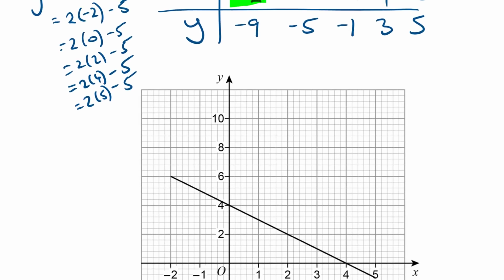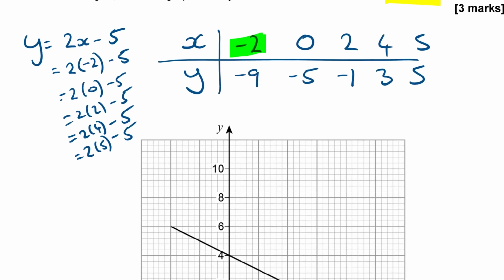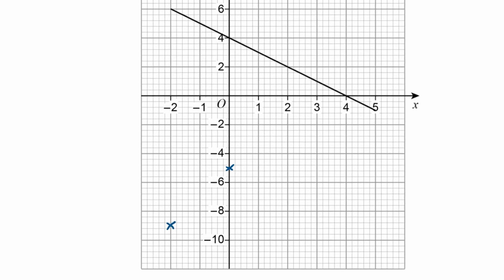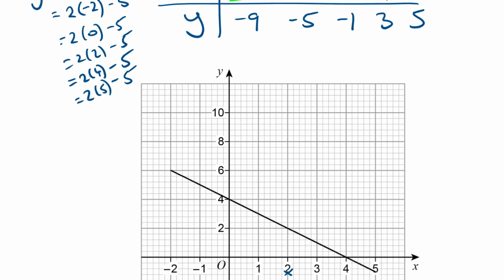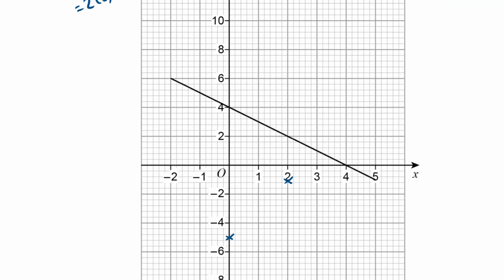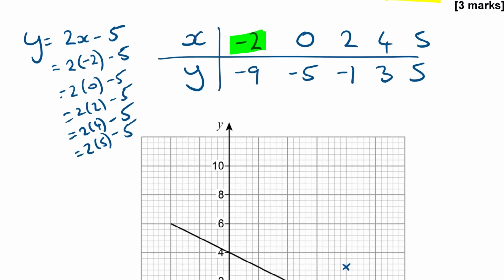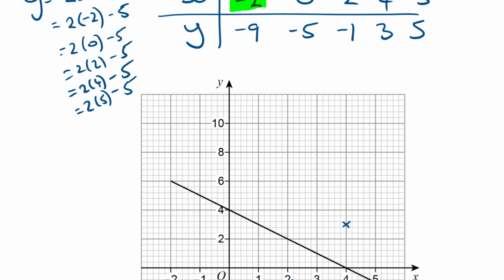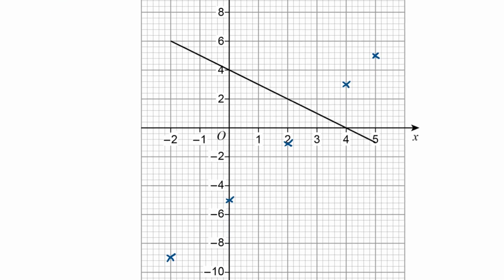My next point is at 2, minus 1. 2, minus 1 is going to be there. And then I've got 4, 3. I should have gone for the odd numbers. And then I've got 5, 5. Okay, so now you should notice that all my points lie in a straight line.